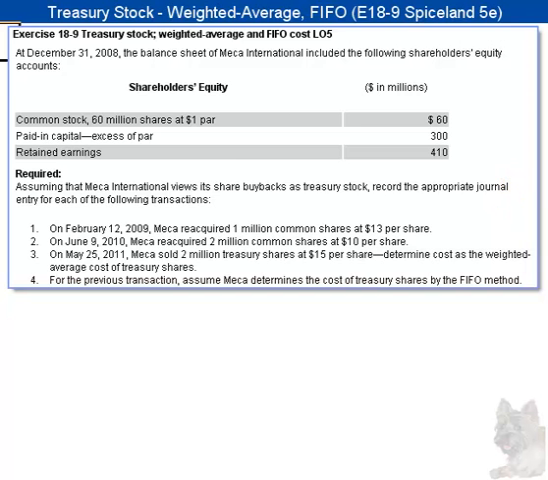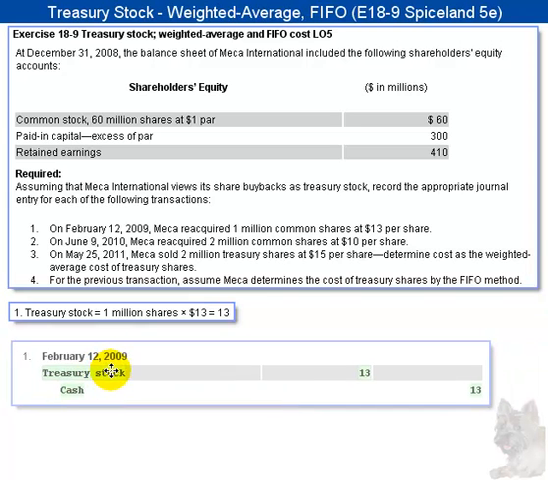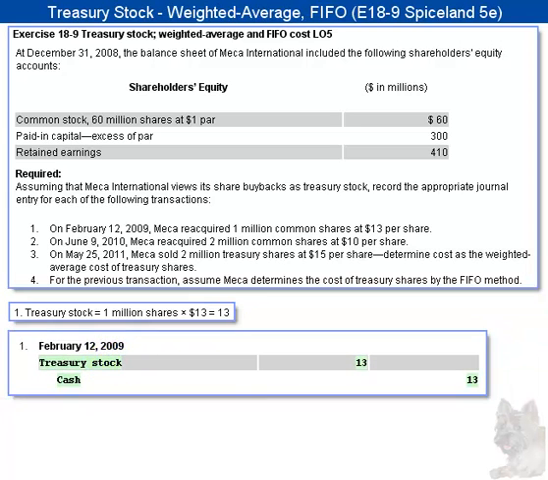Okay, well the calculation we need to do looks like this. 1 million shares times $13 gets us 13 million. And the entry we need to do looks like this. We need to record a debit equal to that 13 million to treasury stock and the credit to cash to show that we used cash to acquire the common stock. Now let's take a look at number 2.